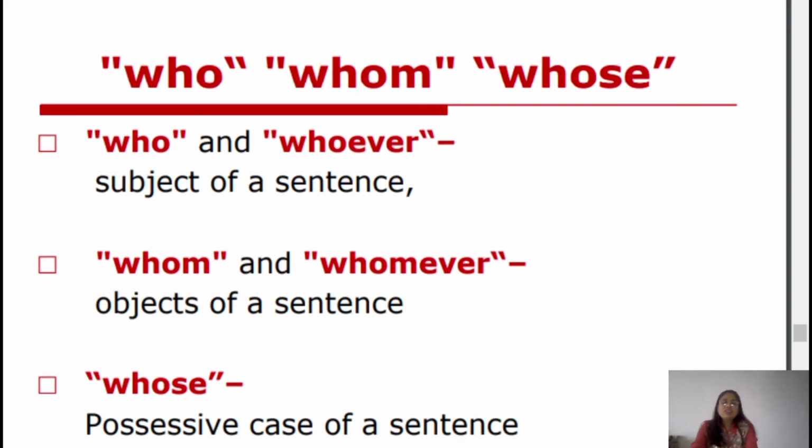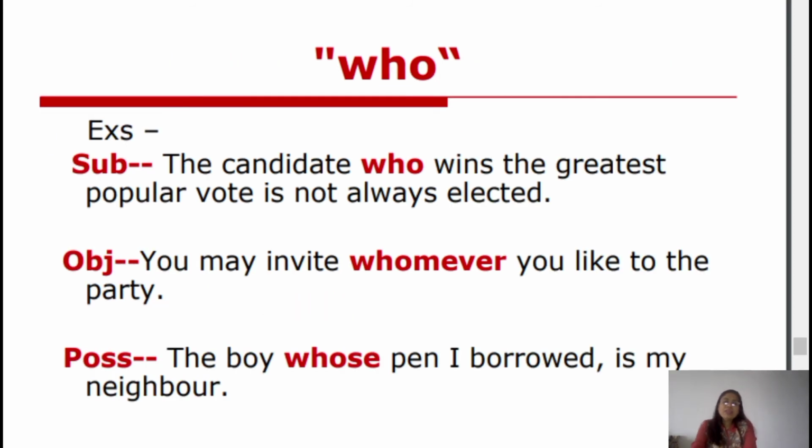We will look at the usage of who, whom, and whose. Who and whoever are used to replace a noun that could be the subject of a sentence. Whom or whomever replaces a noun that is the object of a sentence. And whose is used in the possessive case of a sentence. Let me explain this with the help of examples.